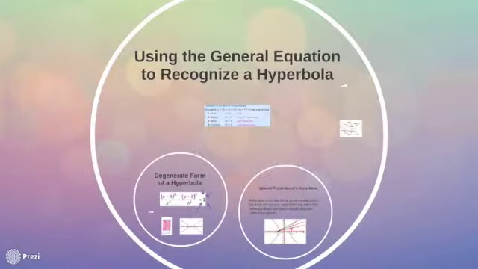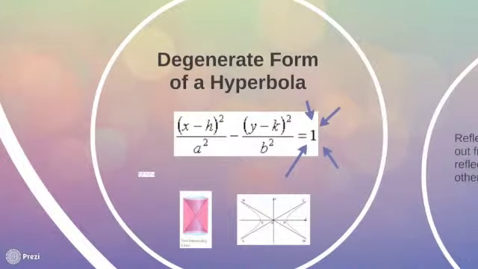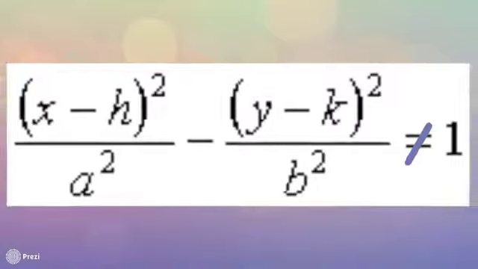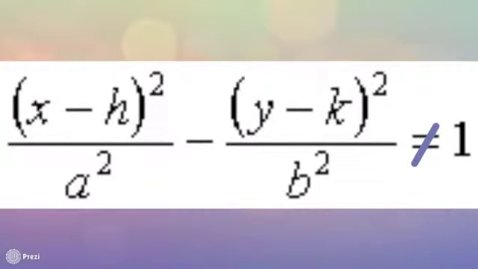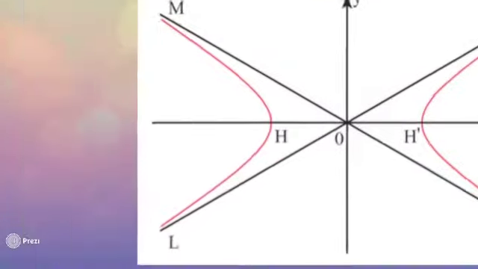As you can see from the standard form, the result will always equal 1. If the other side of the equation does not equal 1, it means that the hyperbola is in degenerate form, which looks like two intersecting lines.